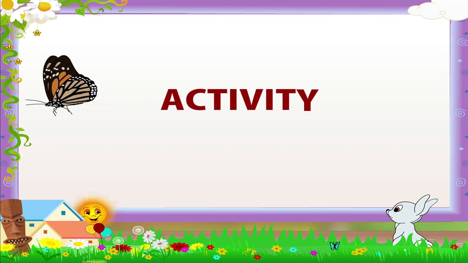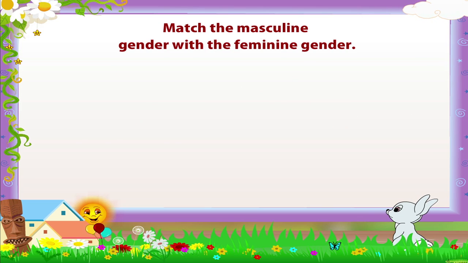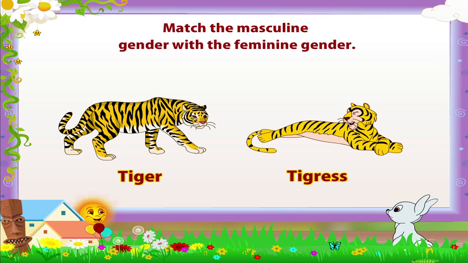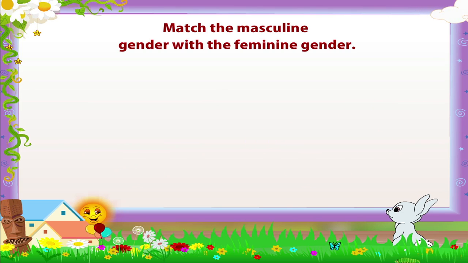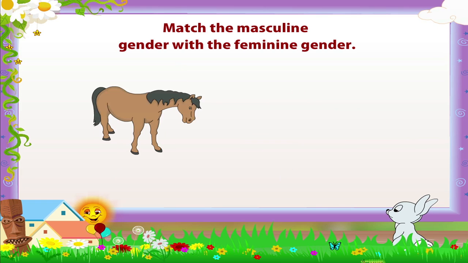Let us now do an activity. Here are some animals. We have to match the masculine gender with the feminine gender. Shall we begin? First, the tiger. Tiger, tigress. Next, lion, lioness.